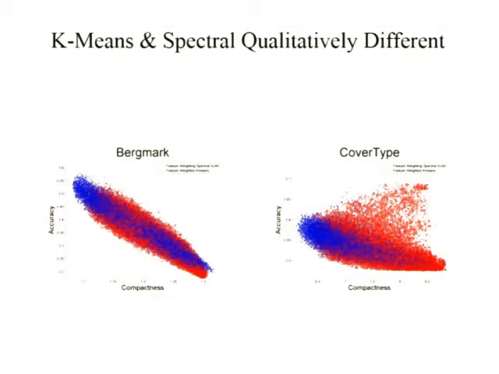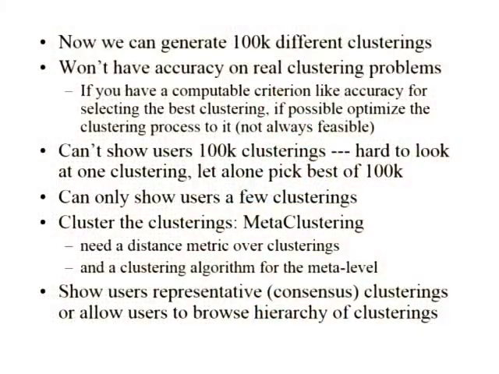Now, it turns out we can randomize over the spectral methods as well, and you do get different things. So again, this is the cover type data set. The red points are what happens if we randomize over the spectral clustering method, and the blue points are what happens if we randomize over the k-means method. So in fact, we do both. Again, we don't know which is better, so we just do both and take the union. So now what are we going to show users? Well, you can't look at 100,000 clusterings, so we're going to cluster the clusterings, and I call that a meta-clustering.